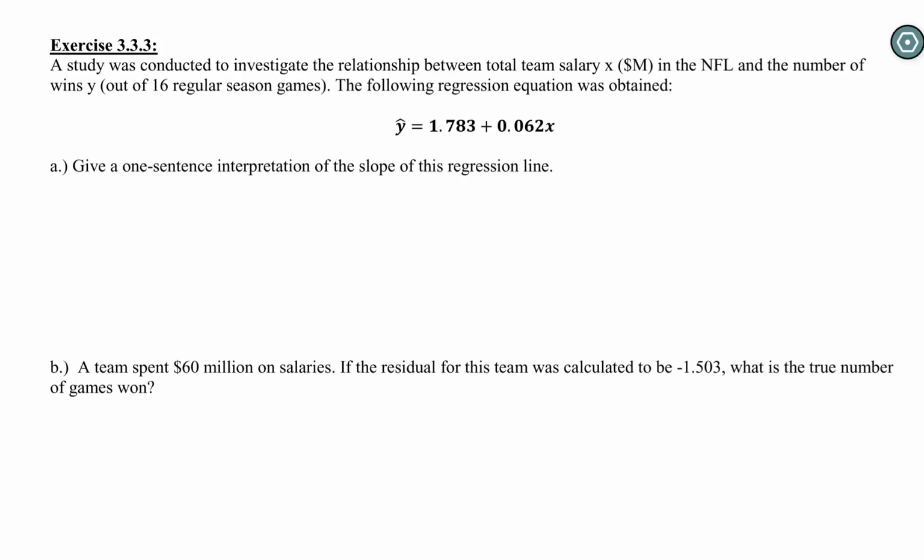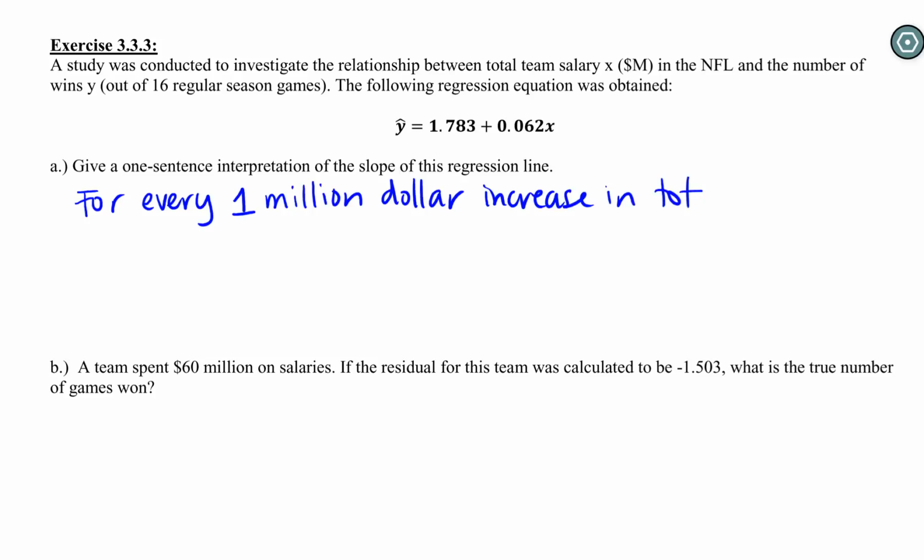Welcome back. All right, our one sentence interpretation. We need to say for every, or for each. I always use every. I don't know why I haven't changed the actual interpretation. But for every one, now we need our units. So our X is in millions of dollars, right? So for every $1 million increase in total team salary, so all I input here was the units for my X and then what my X variable was.